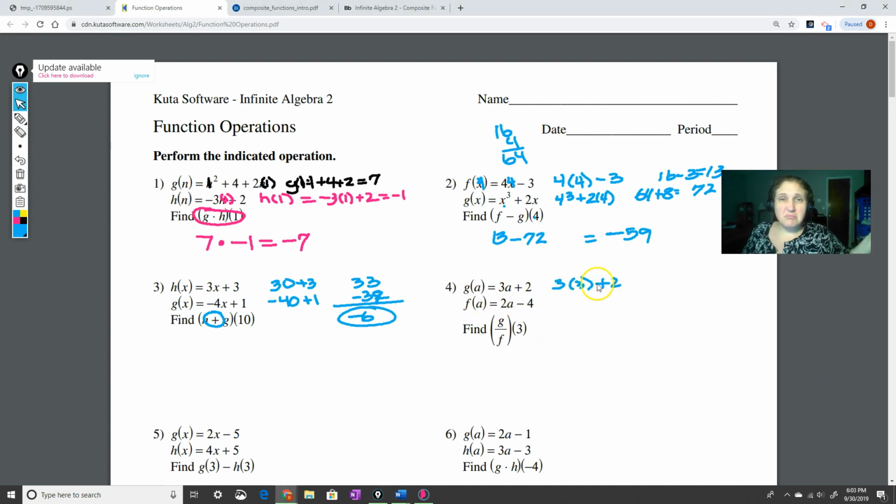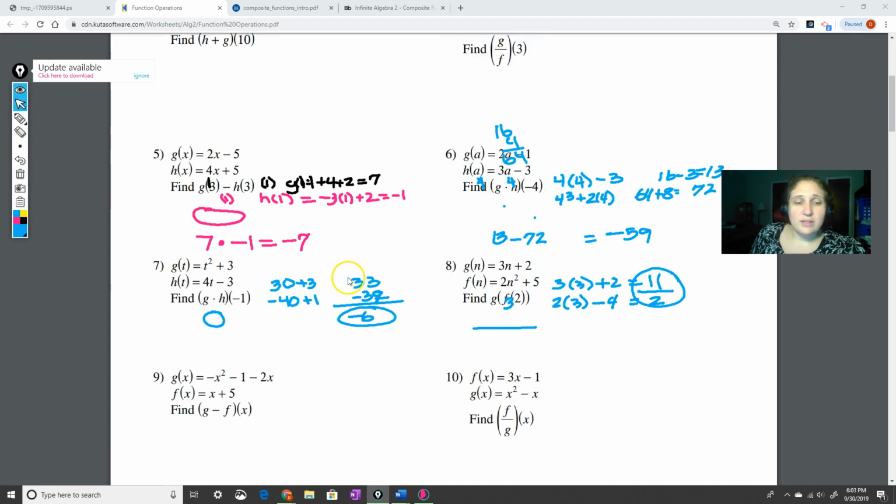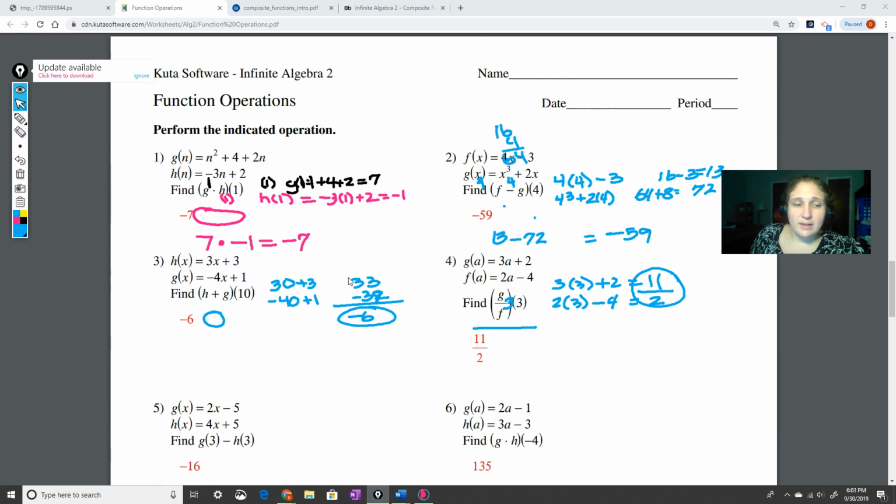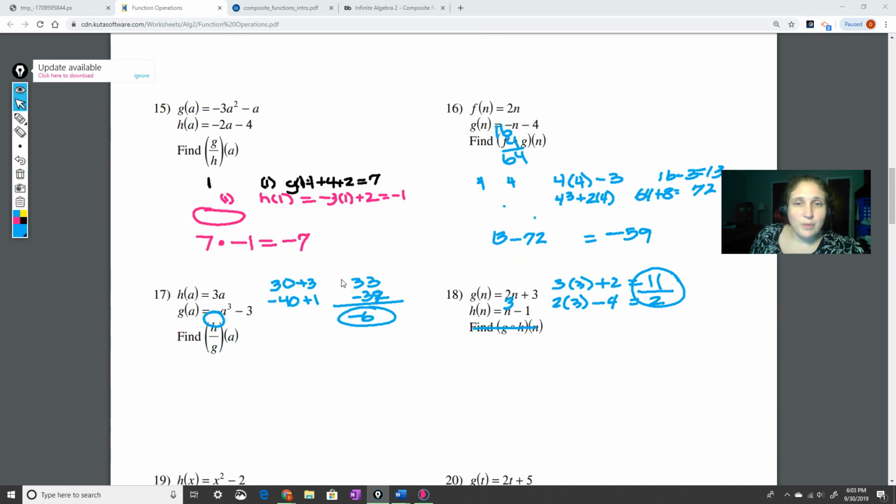When I come over here, all I did is I plugged 3 in. 3 times 3 plus 2. Well, 3 times 3 is 9. 9 plus 2 is 11. Then I plug the next piece in. Well, 2 times 3 minus 4. 2 times 3 is 6. 6 minus 4 is 2. And then this says, just divide them. Okay, divide them. 11 divided by 2. Now I can just double check. That's all we're doing, just going down, scanning. Yep, there's our negative 6. There's our 11 over 2.